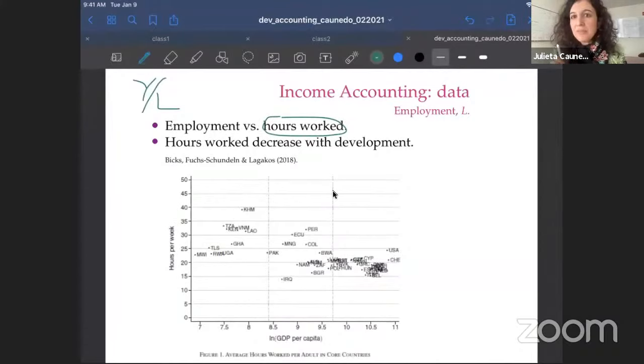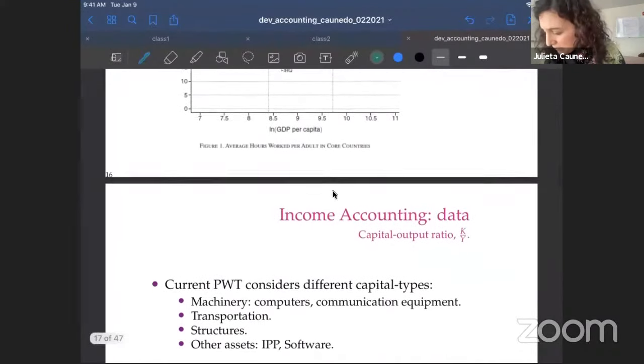So in the exercise that you have in the repository, you have the alternative to use either employment that maximizes the sample, or to use employment times the average hours worked, which is going to give you a total number of hours, full-time equivalent workers in an economy, okay? So you can play around with the data that way.